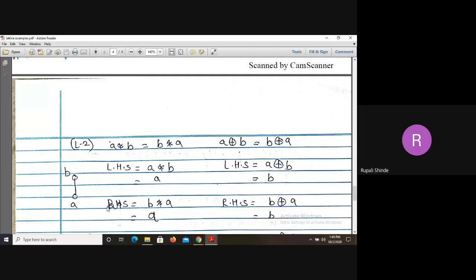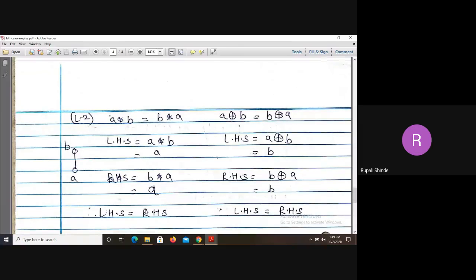Now check for RHS. RHS is given as B star A. So again we have to take greatest lower bound of B and A. Again elements are same. That's why value for this greatest lower bound of B and A is A only. So that is written here. So from these two statements we can prove that LHS is equals to RHS, because at both the sides we got answer as A only. So these two statements are correct.